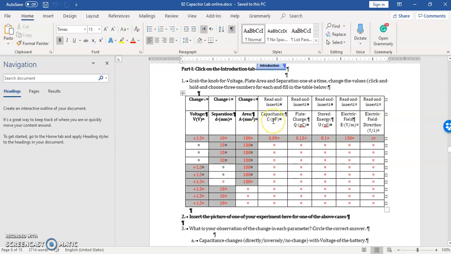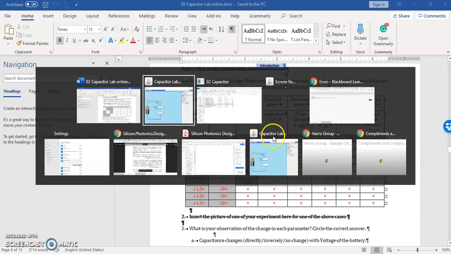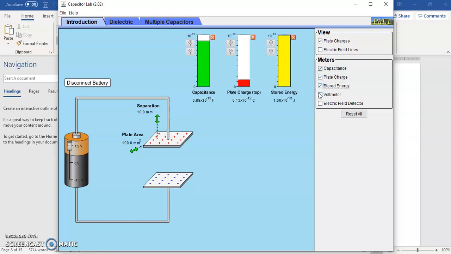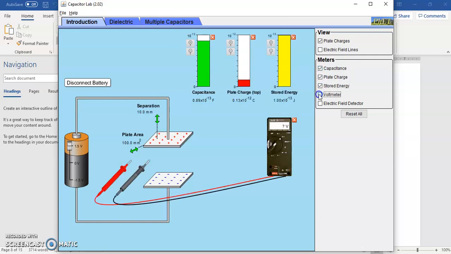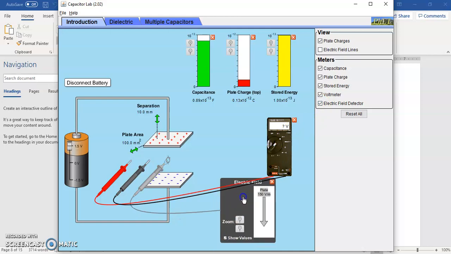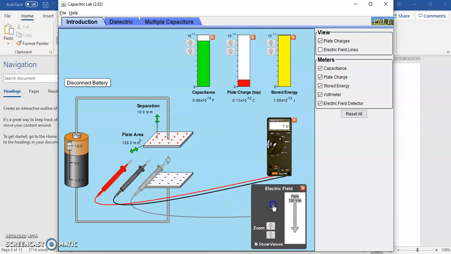Okay, so I want you to read the capacitance. How do you read the capacitance in this? You have the meters here. You can click on all the meters to bring them over here: capacitance, plate charge, stored charge. You also have the voltmeter that you can bring to measure the voltage anywhere you want, and also the electric field meter. So those are all available. You can move them around if you don't like where they are.